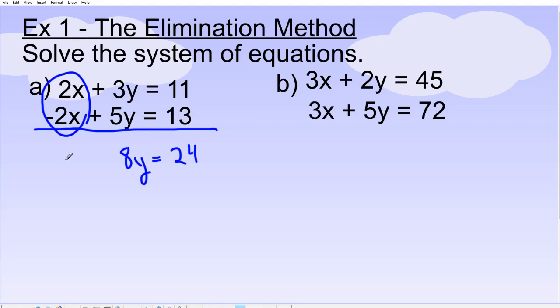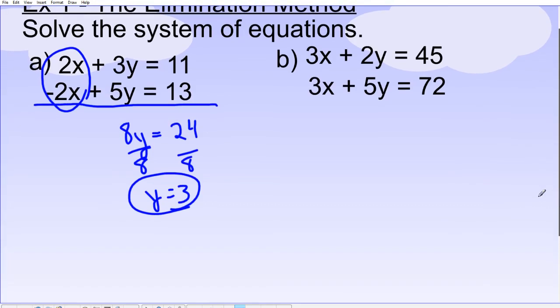And look at the equation I have left. 8y equals 24. Is that really hard to solve? Answer is no. We divide both sides by 8, and y equals 3. I've now found one of my variables. Y is 3. I'm going to find the other.